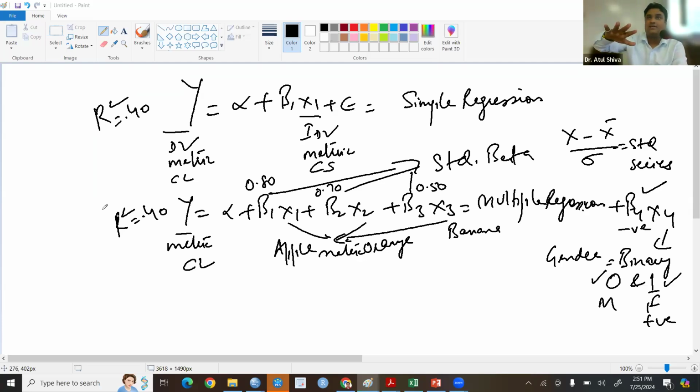In the morning session, we handled univariate normality of the DV. CGPA was normal or not, right? But now in multiple regression, we will go for the multivariate normality test.